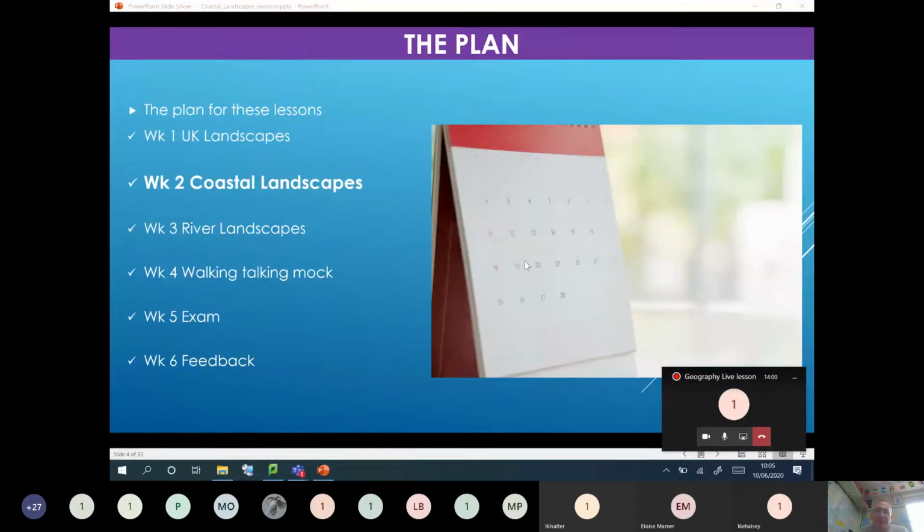So on our plan for our lesson, we're on week 2, coastal landscape. Of course we're building up to that week 5 exam. We will be doing an exam paper section from Edexcel, and obviously that will help us with your predicted grades should anything happen again, as it could. So let's crack on with what we need to do today.